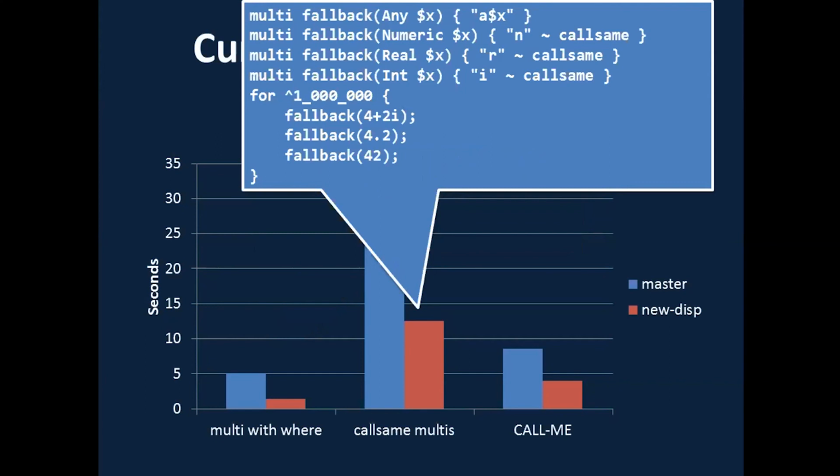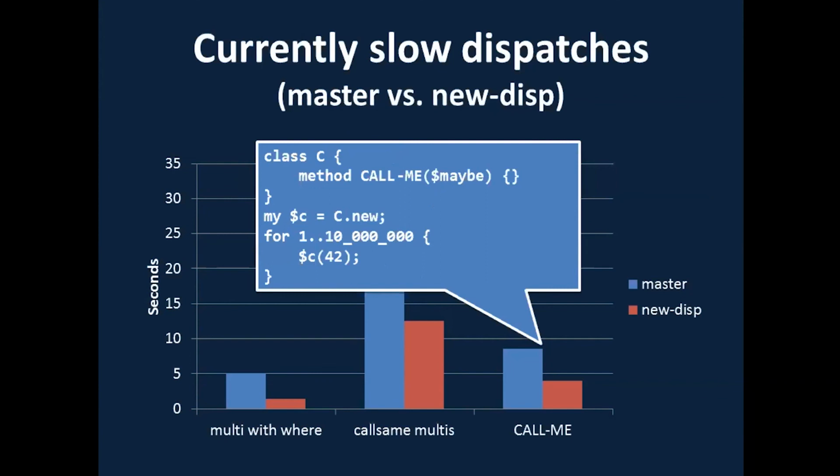You might say, I don't use callsame in my code. How does this help me? The answer is that a lot of things actually use it behind the scenes. Cro depends on a module called OO::Monitors. OO::Monitors uses callsame. Callme also on master goes through some amount of contortions. In new-disp, we just basically rewrite the dispatch to call that method instead. And this one, when we're fully set up with the optimizer, will just turn into an empty loop as well.